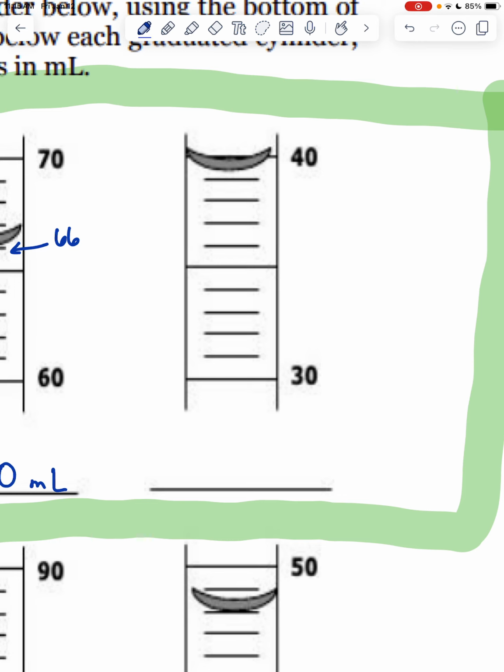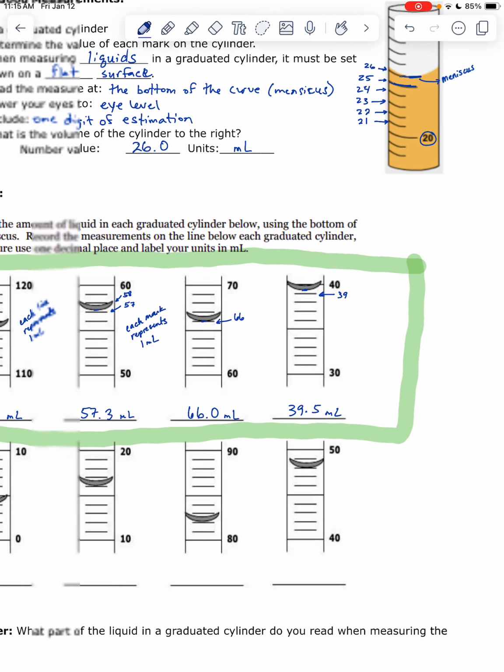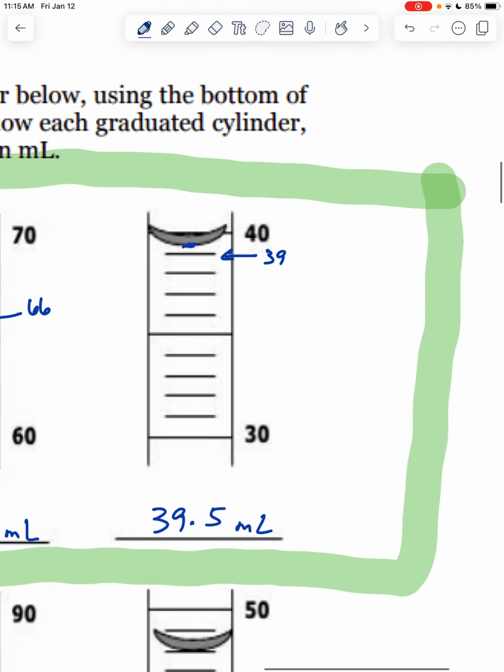And over here, we have increments of 1 again. This meniscus looks like it's right in the middle between 39 milliliters and 40. So we're going to say 39, and if it's right in the middle, 0.5. So again, you can do the other ones as extra practice if you want.